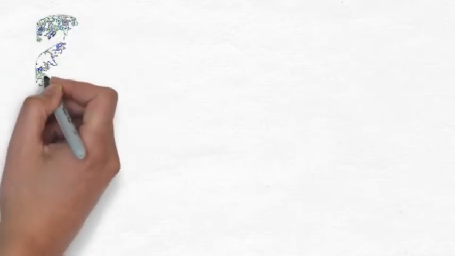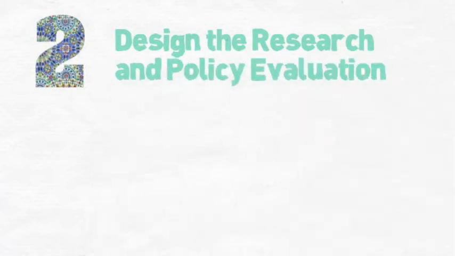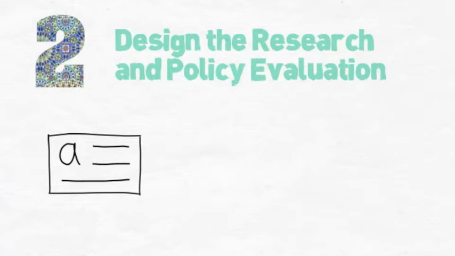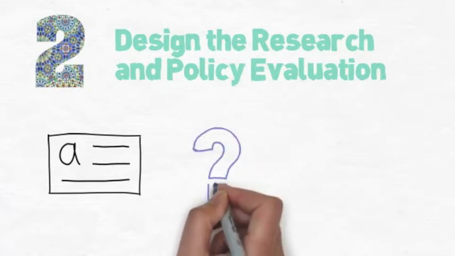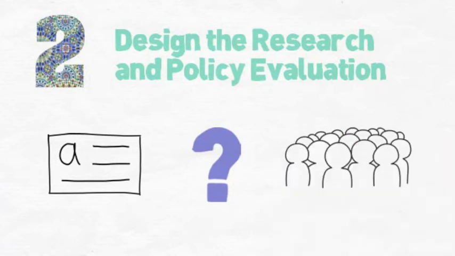Step 2. Design the research and policy evaluation. Researchers outline the study's objective and the real questions they need to answer. They make hypotheses based on their current knowledge of the situation. They also determine the scope of work and decide the sample target and size.